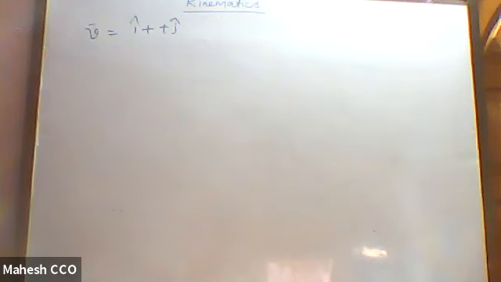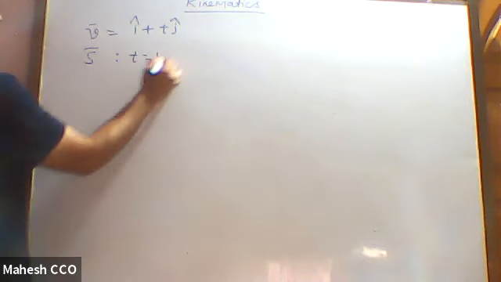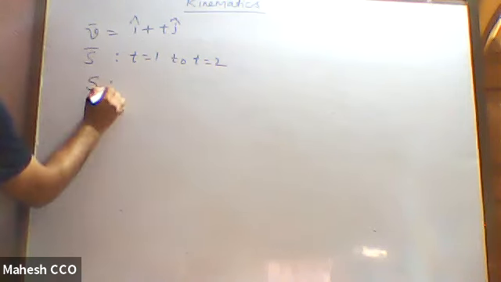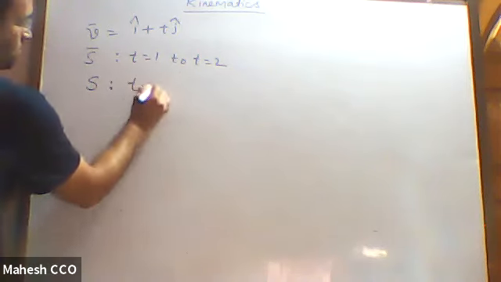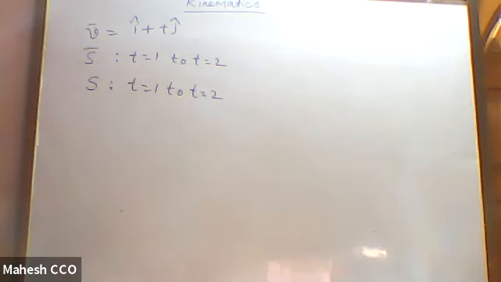Then suppose somebody asks you what is the displacement in the interval from t equal to 1 to t equal to 2, and also they ask you how much distance is traversed by the object in the interval t equal to 1 to t equal to 2. Let us say these two questions are posed. You can now find out the displacement. How to find the distance I will tell you. First let me finish up displacement also.